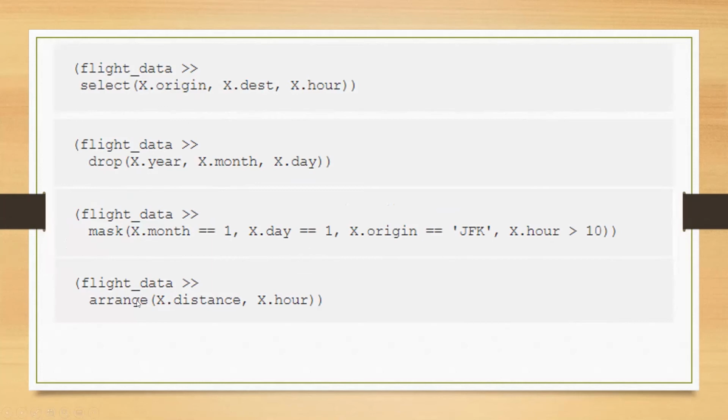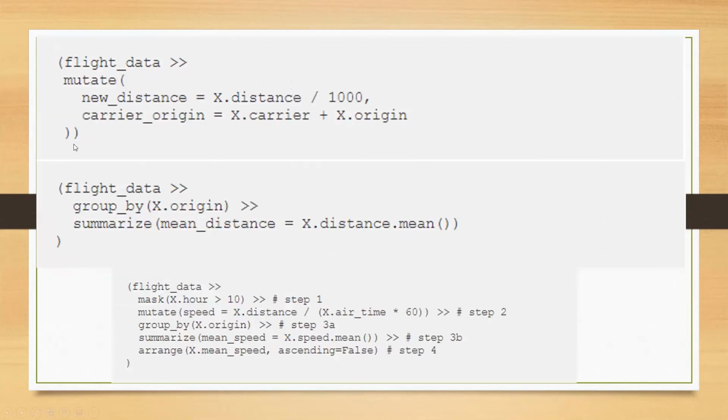And then you can use the arrange function. The arrange function lets you arrange the data based on a column. For example, I want to first arrange this data by distance and then arrange it by the hour. And then there's mutate. If you want to add a new column, you can use the mutate function. In mutate, you can say I want a new distance column, and it should have a feature like that. You can do it in this way.